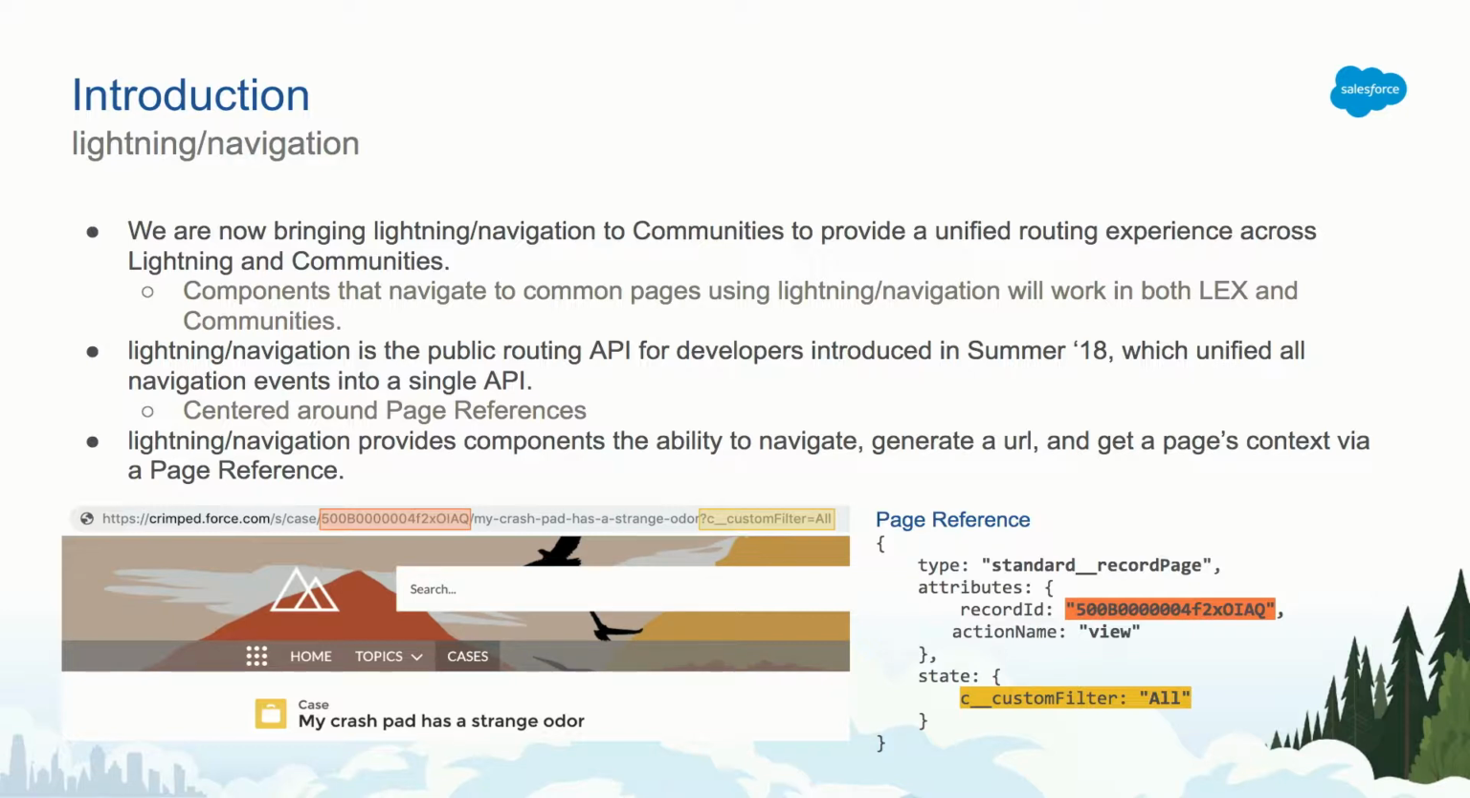And lastly, there's the state. This is optional data that components can use to render in non-standard ways. So for example, if you pass in this custom filter, the component can use that to render in a way that maybe it wouldn't if that custom filter wasn't present. You can see that's stored in the query parameters of your URL. So this allows for components to support deep linking.